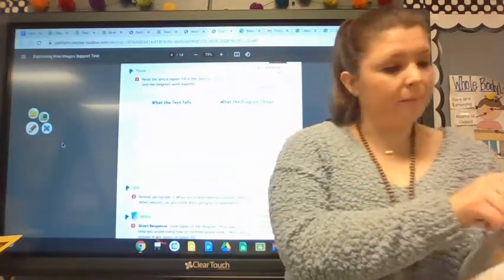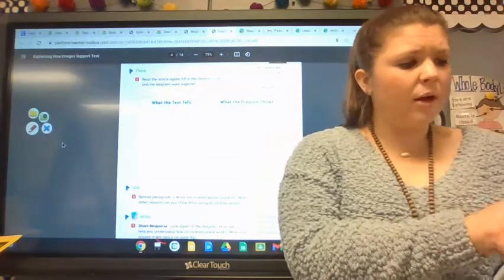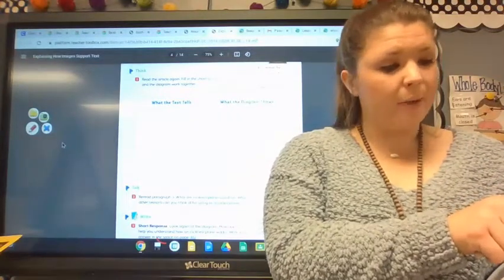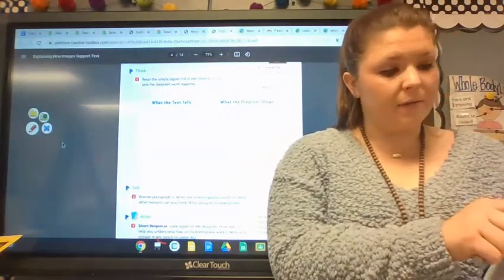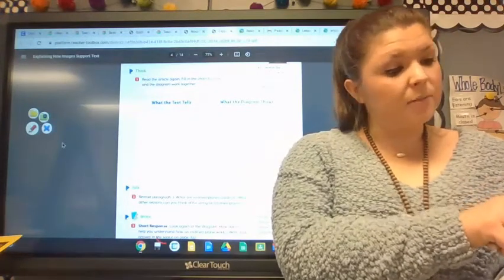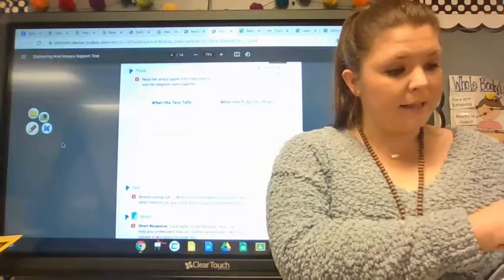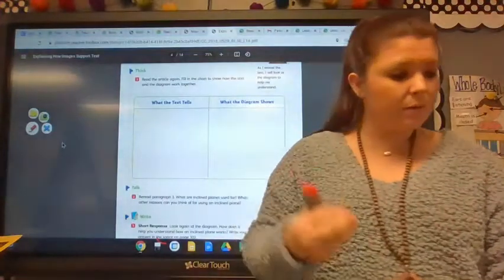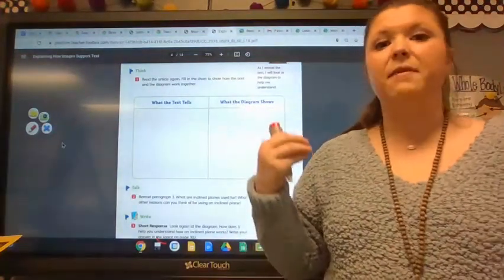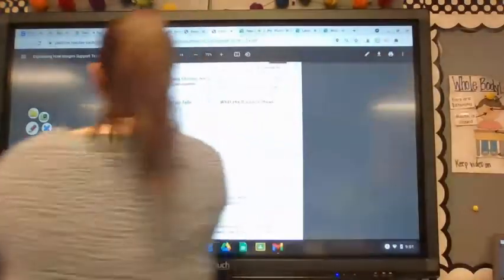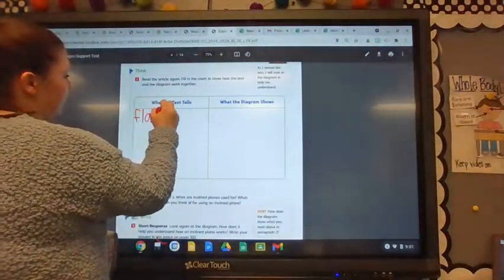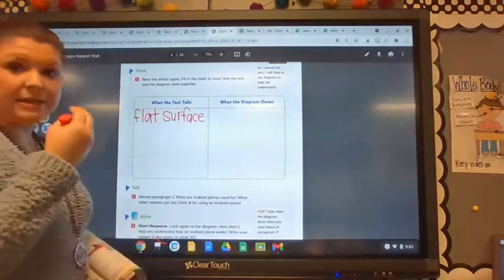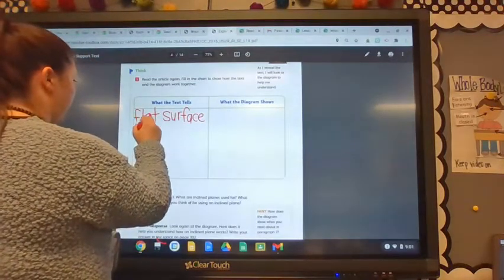All right, paragraph number 1. Many years ago, people had a problem. How could they easily move heavy objects without lifting them? The answer to the problem was the inclined plane. An inclined plane is a flat surface that creates a ramp. This ramp makes a smooth climb from a lower place to a higher place. Oh, that tells me about the inclined plane. So the text tells me that an inclined plane is a flat surface that creates a ramp. So I'm going to write that in because I now know some details about the inclined plane. It's a flat surface that creates a ramp.